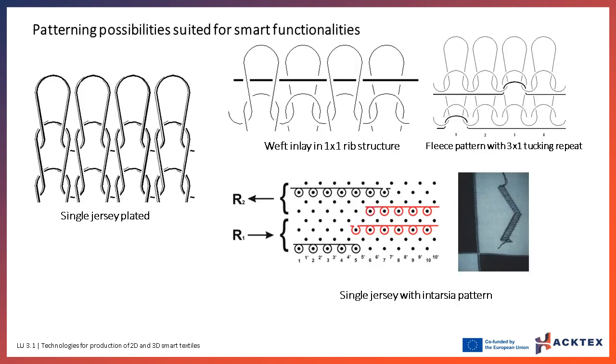Weft inlays and fleece patterns allow the integration of smart yarns without the stress caused by looping, and are especially suited for smart yarns. Inlaying of weft yarns is usually done using a rib or interlock evolution. Intarsia patterns are defined as fabrics with independent areas made of different yarns, connected by loops. Smart yarns can be integrated in preset areas.